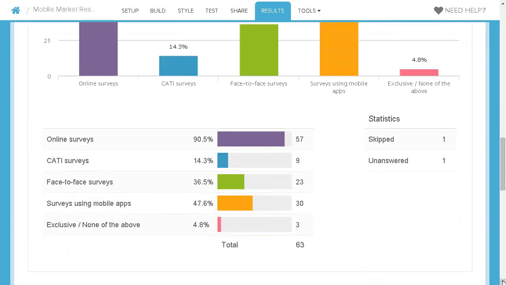And yeah, again, we see about half of you have used surveys using mobile apps. That is much higher than typical in the industry, but about a third are doing face-to-face surveys. And I think we need to remember that as an industry, because people are joining this webinar from all over the world. Everywhere is not the same as London or Manhattan.